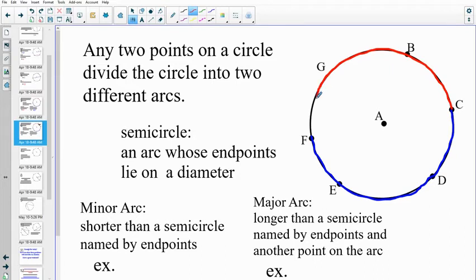So 2 slides ago, we saw that FC is a diameter of this circle. And so if I say arc FC, that could be going this way or it could be going the other way, but it doesn't really matter because if this is a diameter, then it cuts it right in half, which means arc FC, the red one that I've got drawn here, and arc FC down here, the blue one, those would be the same thing, or at least they would have the same length. That's a semicircle. It's half of the circle.